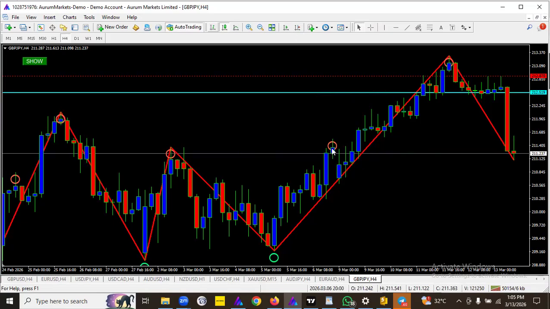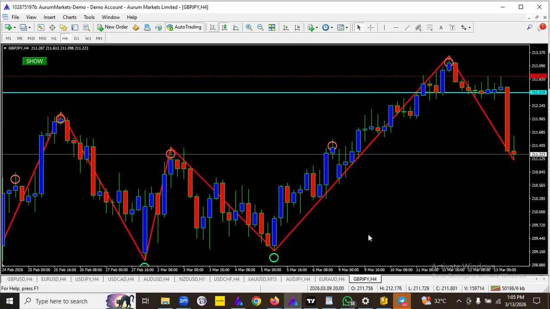Then we had a signal here. This one failed. Then here we had a buy signal, and you can see it bought. Here we had a sell signal, and as you can see, it sold.